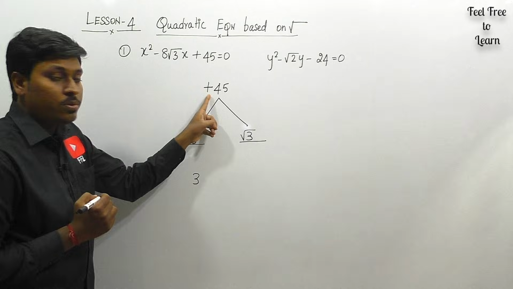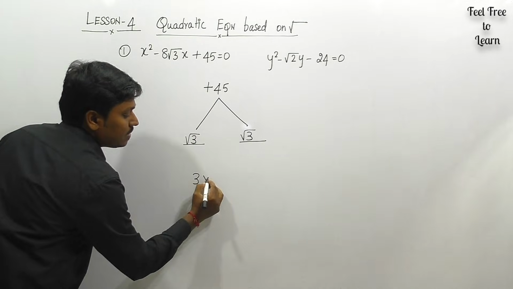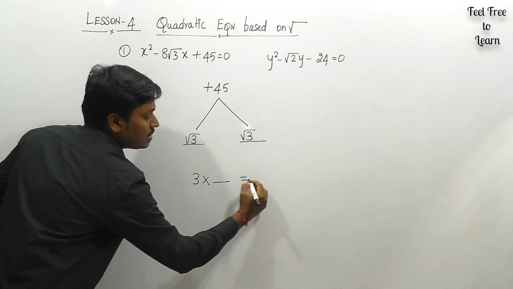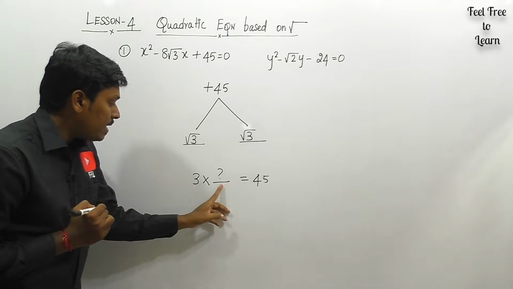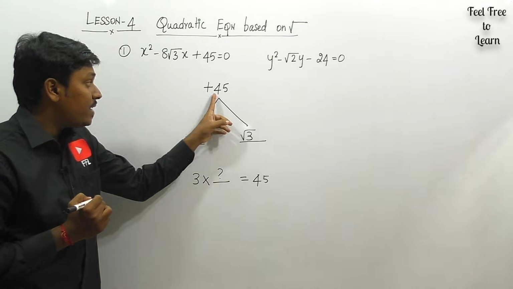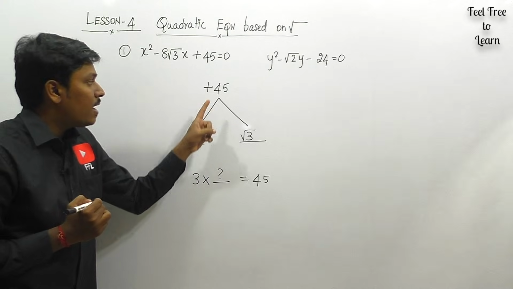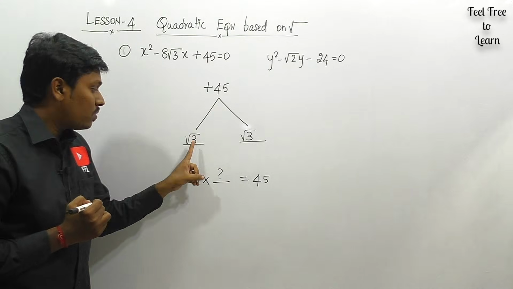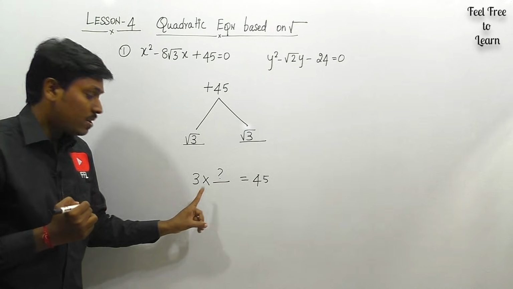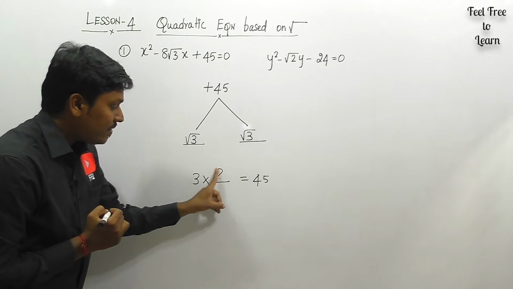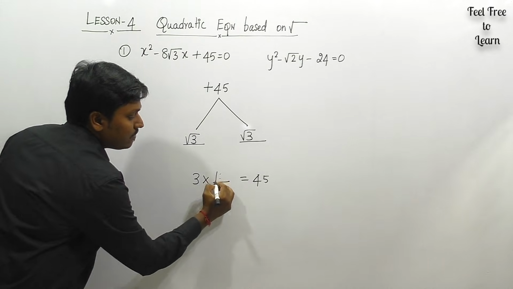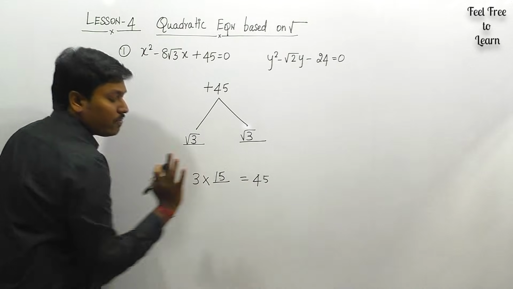But our target is to bring 45. So the number that we multiply with 3, the result should be 45. So we need to find what the number is, right? 15 into 3 will be 45. When we multiply both the numbers, our target is to bring 45. So root 3 into root 3 will be 3, and the number that we multiply with 3 should give 45. So finally we can say that this question mark will be 15, because 15 into 3 is 45.